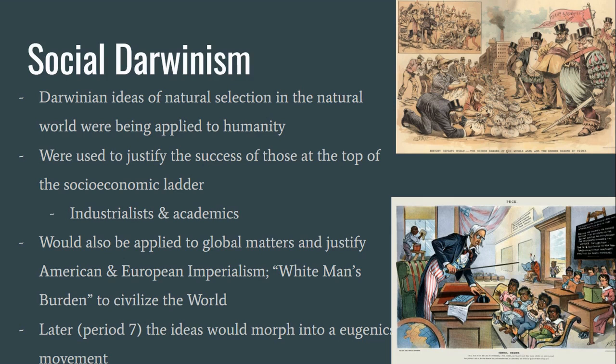The idea would also be applied to global matters and justify American and European imperialism. A work titled White Man's Burden presented the idea that it was their job to civilize the world. It provided a convenient cover for the exploitation of resources in foreign lands. Later in period 7, it would get worse, as the idea leads to the eugenics movement and the sterilization of thousands of women.